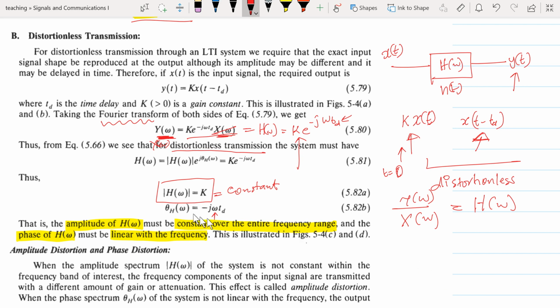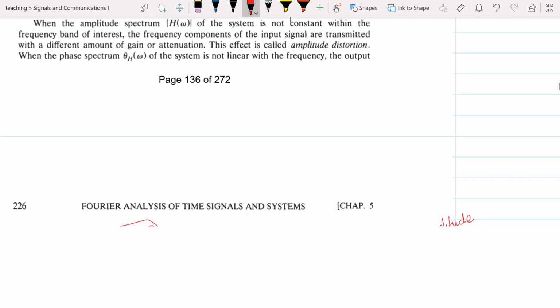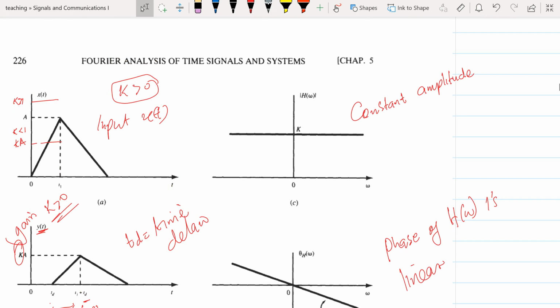And therefore, if you are to draw the frequency response, rather, the phase of the frequency response, we can actually see them as drawn in figure 5.4c and figure 5.4d as described. So we are saying that the magnitude of our frequency response is constant, having constant amplitude equivalent to k. So this you can see is the magnitude of our frequency response.